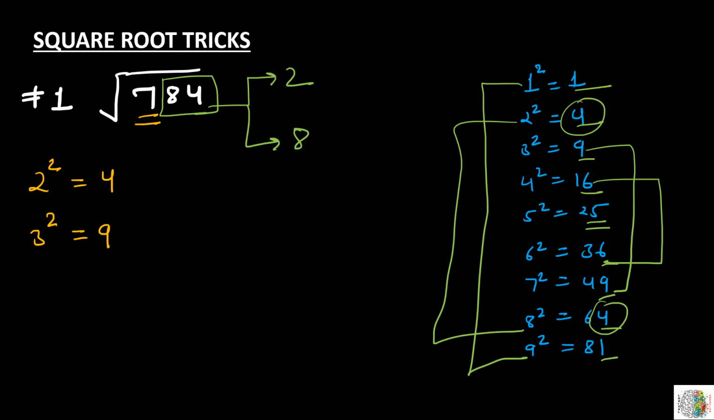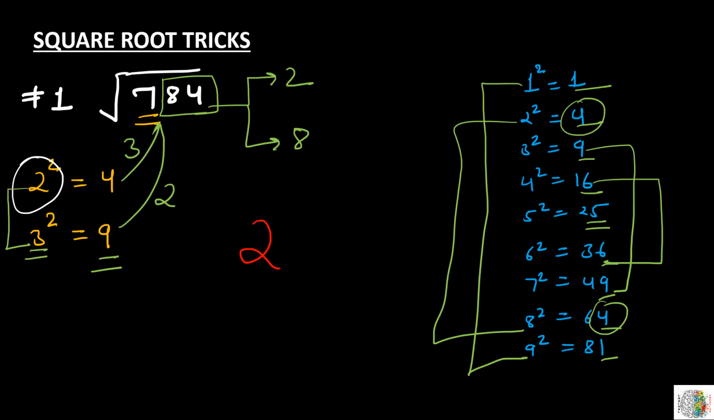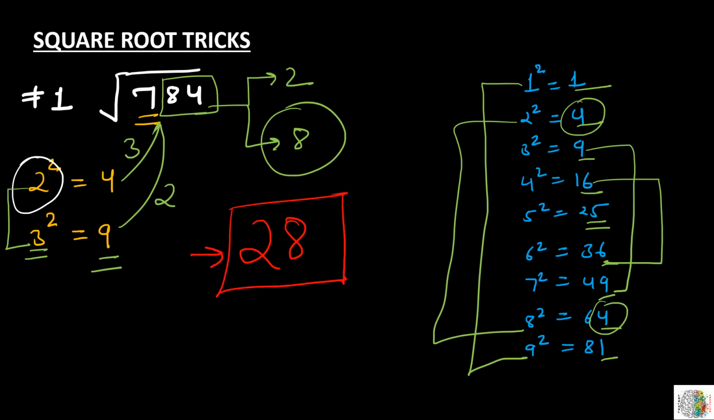Now we will take the smaller number between these two numbers, which is 2. So we will first write down 2 here. Okay. Now to get the next digit, we will check whether 7 is nearer to 4 or 9. 7 minus 4 is equal to 3 and 9 minus 7 is equal to 2. So it is nearer to 9, which is the square of 3, and 3 is the bigger number between these two numbers. So we will take the bigger number, which is 8. So we will write down 8 here. So the square root of 784 is 28.